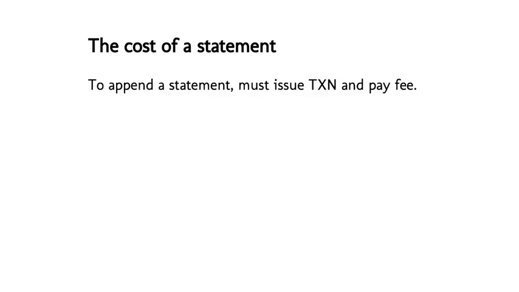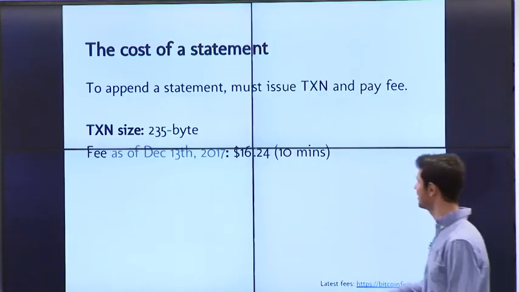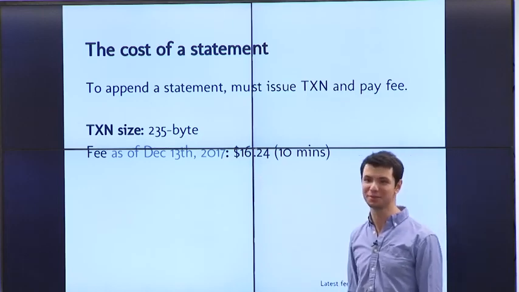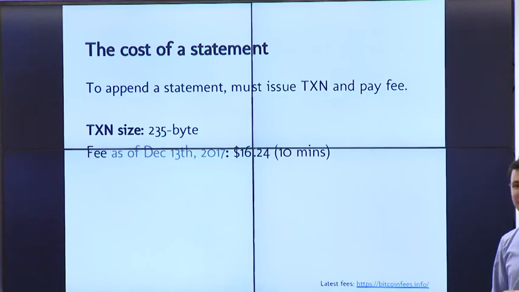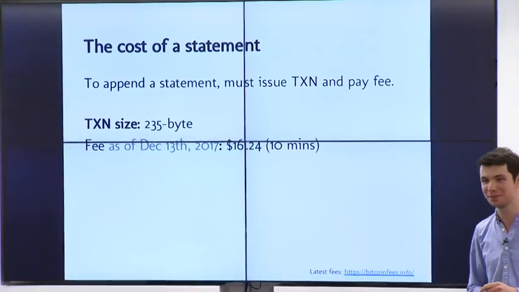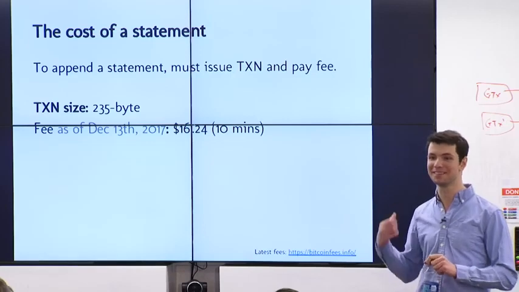So let's look at costs, since Aline was mentioning the costs. To append a statement, you have to issue a transaction, right? And the size of our transactions are around 235 bytes. And the fee as of December 13 was $16.24 per transaction, if you guys remember those great Bitcoin times. I think that it went up to 40 at some point too. So it was very hard for me to talk to people about this research back then.